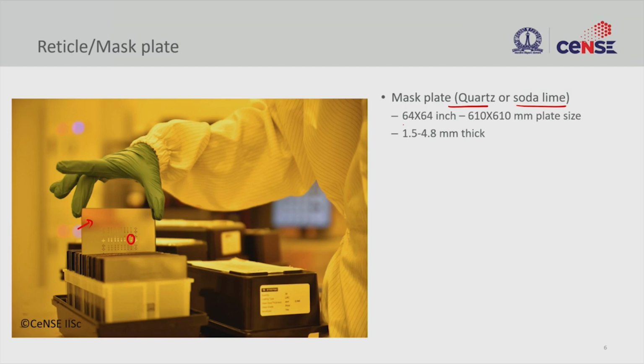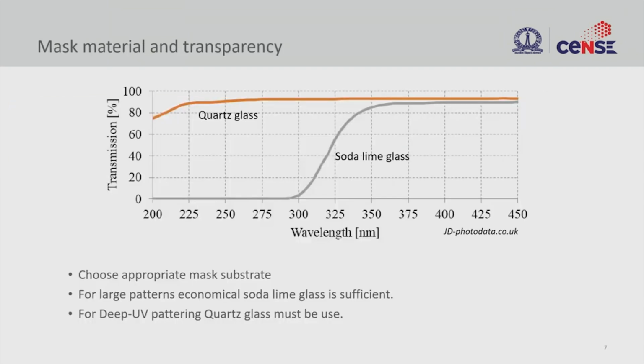So the mask plate size varies based on the tools that one uses, and the circuit one wants to define, and the thickness of the substrate also can be different, because as you go for a larger mask plate, you want a mechanical strength to that plate. So you naturally go for thicker plates, and this is the reason why we choose different substrate materials.